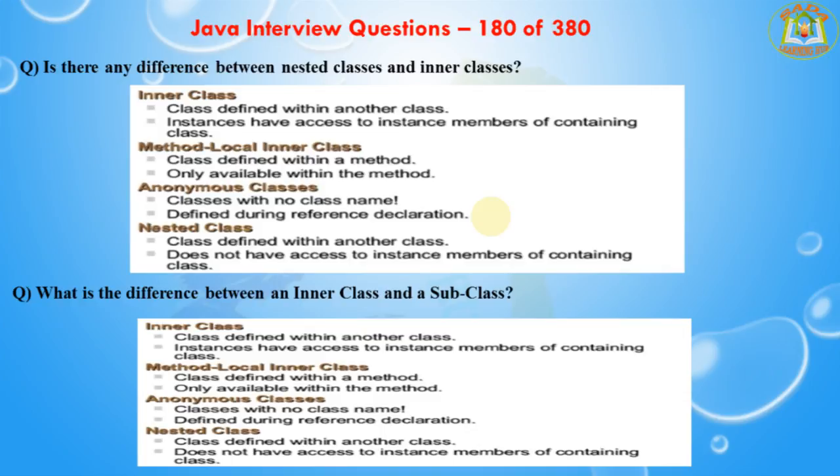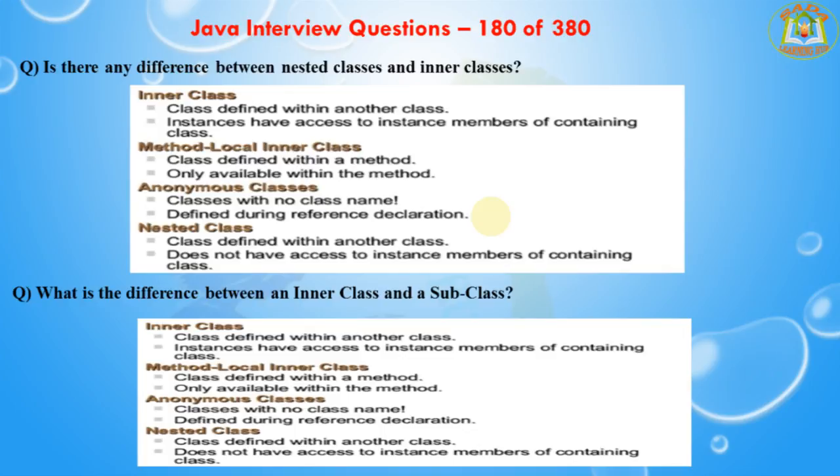An inner class is a class which is nested within another class. And coming to the subclass, a subclass is a class which inherits from another class called a superclass. A subclass can access all public and protected methods and fields of a superclass.